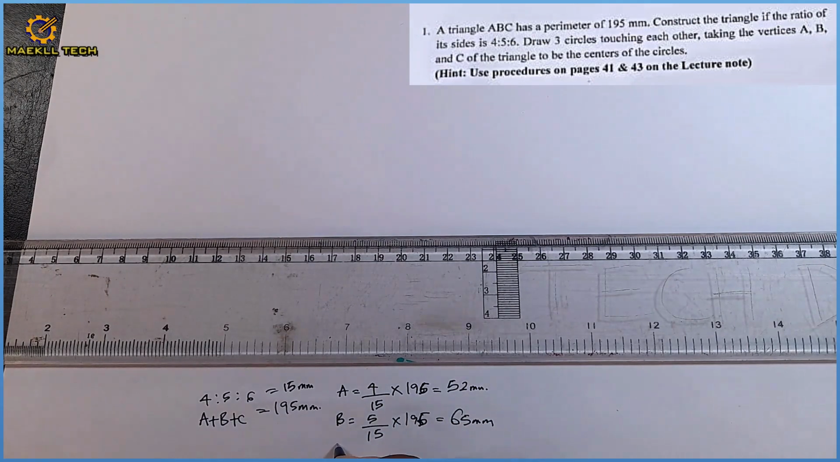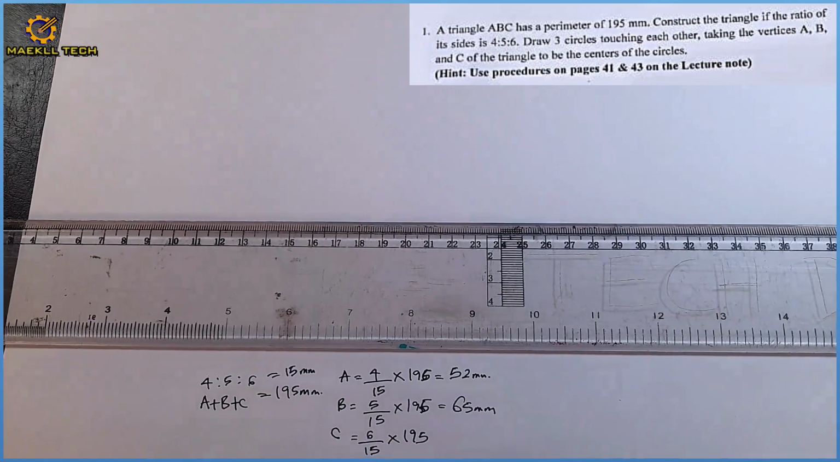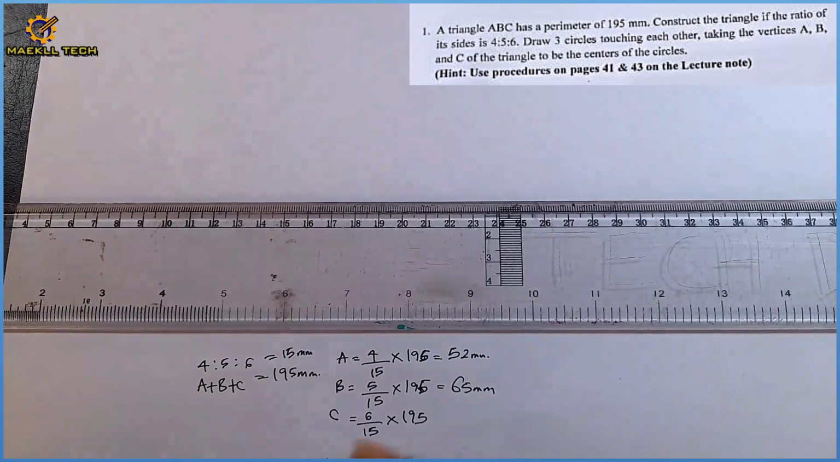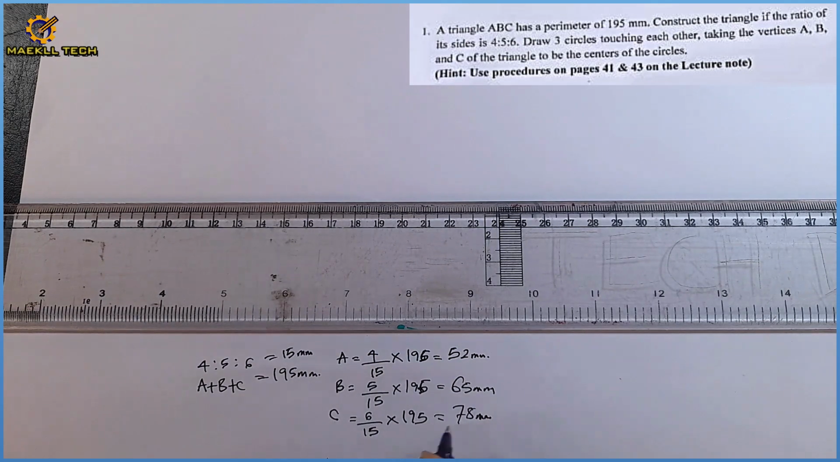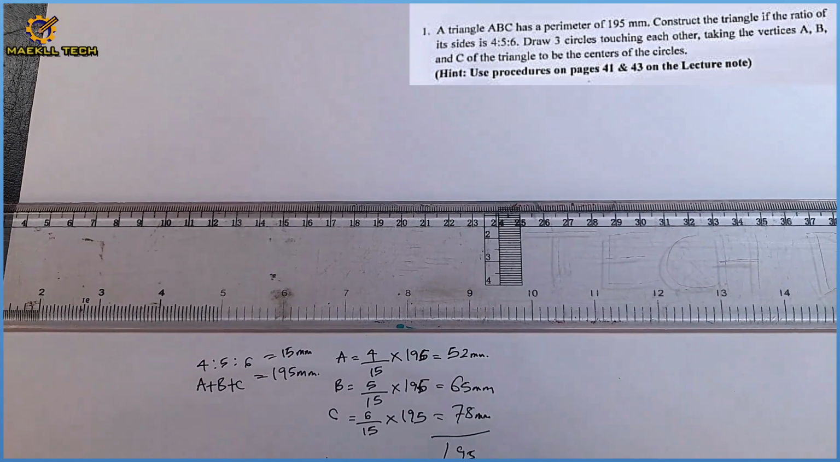And for C, that is going to be 6/15 times 195. Automatically our answer approximately will be 78 mm. Now if we add all of this together, it will be 195 mm. So therefore we have the lengths of the sides of our triangle.